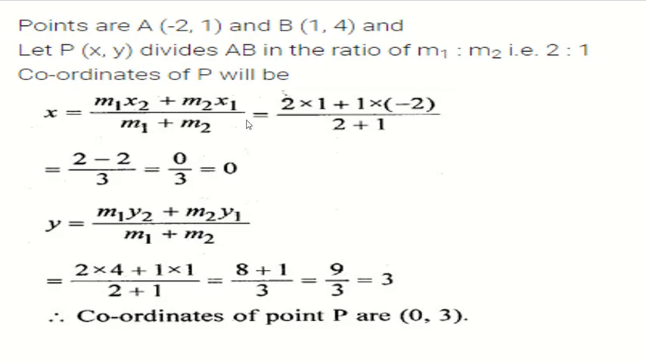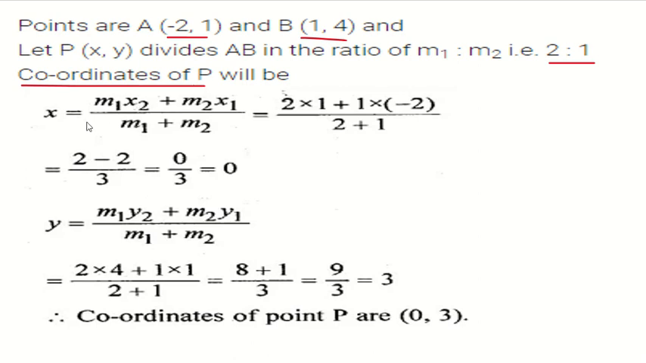So let us understand this through a problem. What are the points given to you? Points are A(minus 2, 1) and B(1, 4), and it's dividing in the ratio of 2 is to 1. This is the question given to you. They are asking what are the coordinates of P?